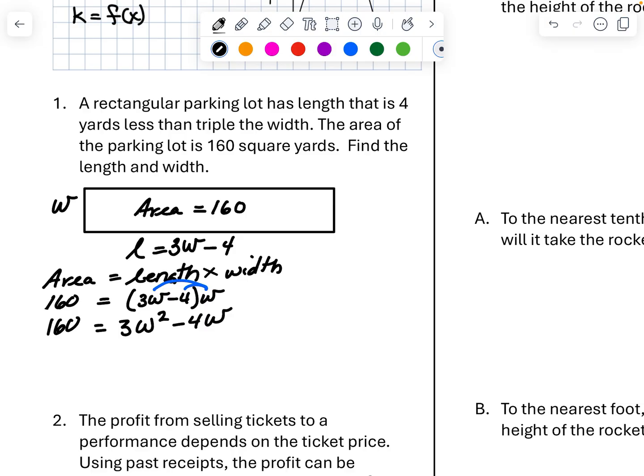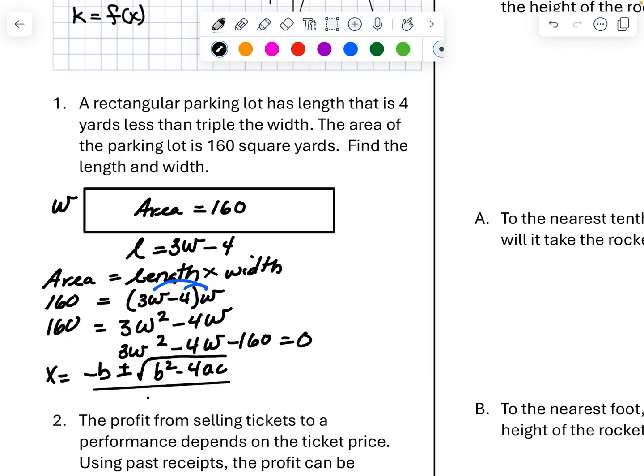Then we recognize we have a quadratic. So we're going to rewrite it as 3w squared minus 4w minus 160 equals 0. Then we're going to remember the quadratic formula, which is the opposite of b plus and minus the square root of b squared minus 4ac, all over twice a. And we're going to remember that the value of a in this problem is 3, the value of b is negative 4, and the value of c is negative 160.